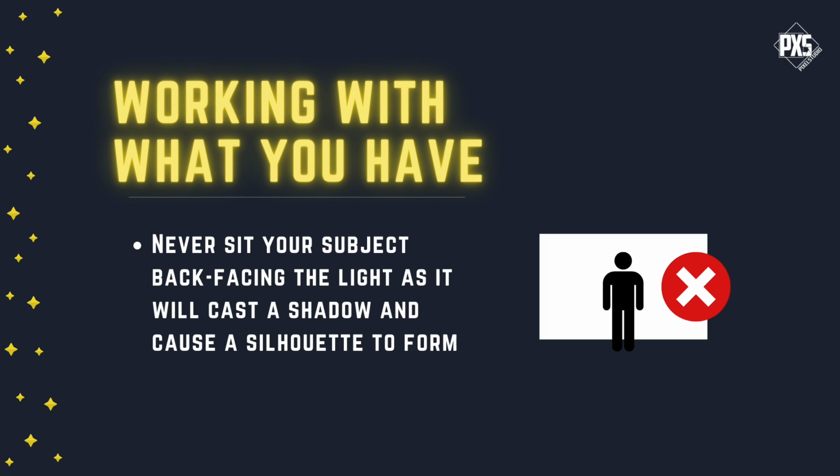Let's move on to the next part, which is how we can work with what we have. Okay, so the first tip: if you're using sunlight as your key light, you should never sit your subject back facing the light, as it will cast a shadow and cause a silhouette to form, just like you can see in the camera right now.